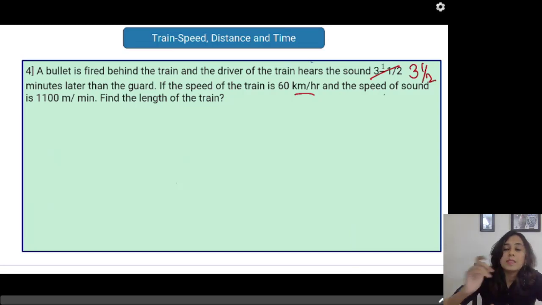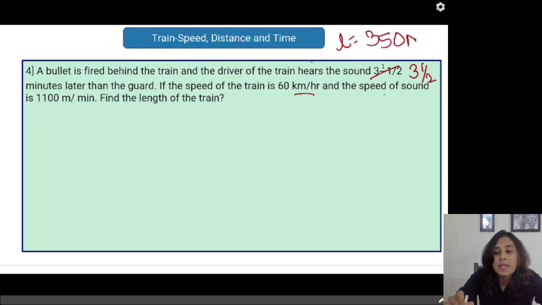Okay guys, now the time has ended and the correct answer is the length of the train is 350 meters. This one was an easy one. I hope you all have got the answer within 90 seconds. So what do you do here? Here you find out the relative speed.